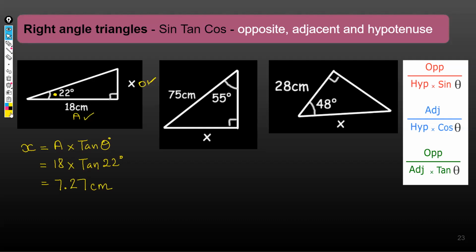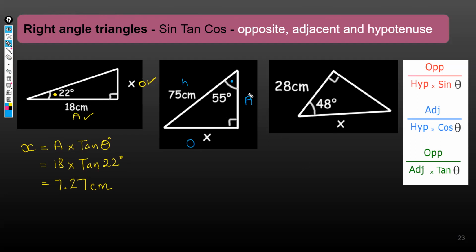Get a different color here. All right, so for the second one, we know the hypotenuse is 75 because it's opposite the right angle. We are standing at the 55 degrees. That's the angle that we're going to stand in. X is the opposite side because the 55 is here. So X is opposite that angle. And the remaining side, from here to here, is the adjacent.